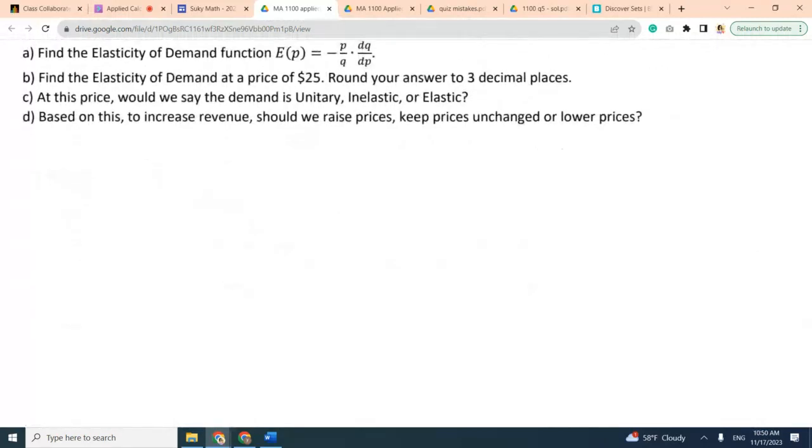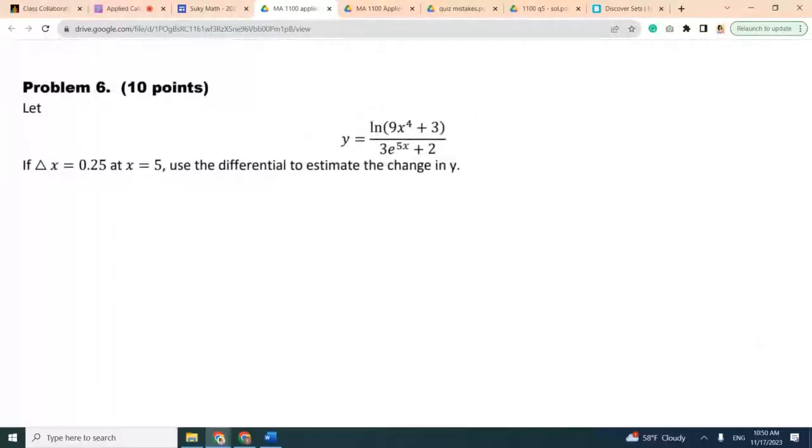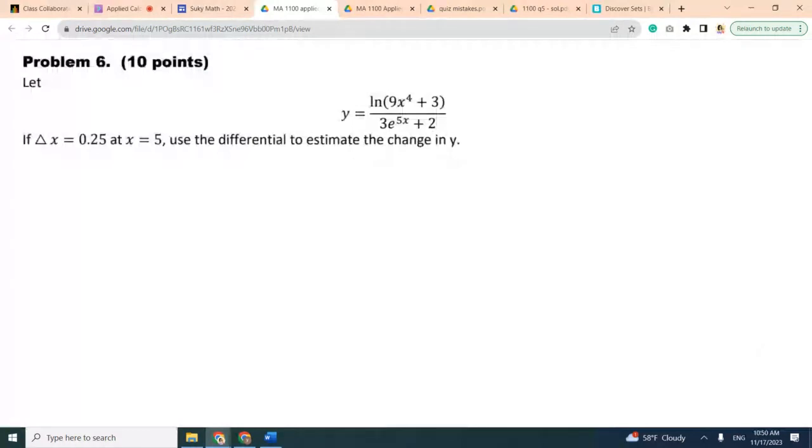I give you the formula in this problem. And then here, the differential, the things we learned today. But here you need to do quotient rule and chain rule. And that's it. So do the practice exam.